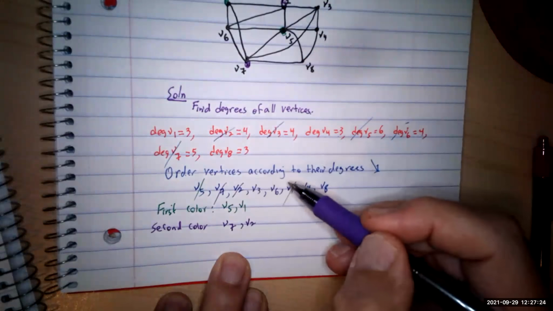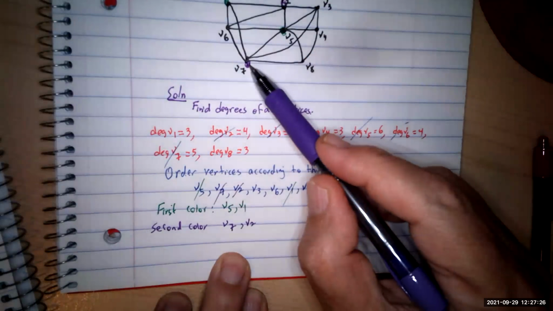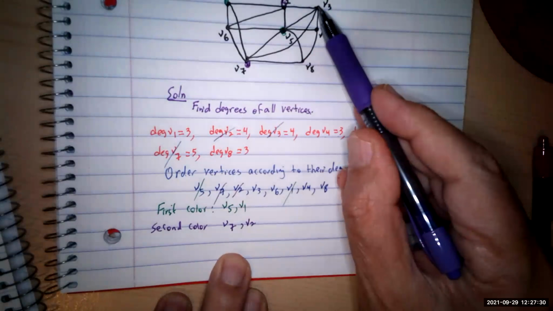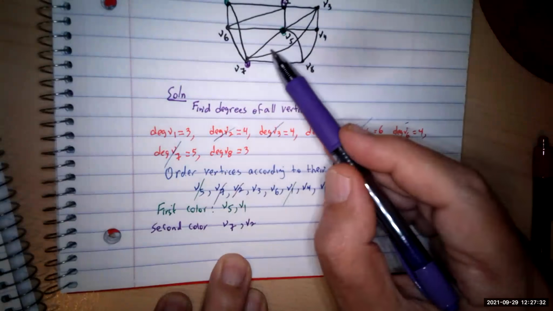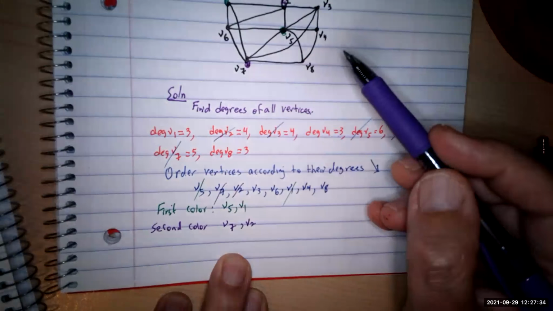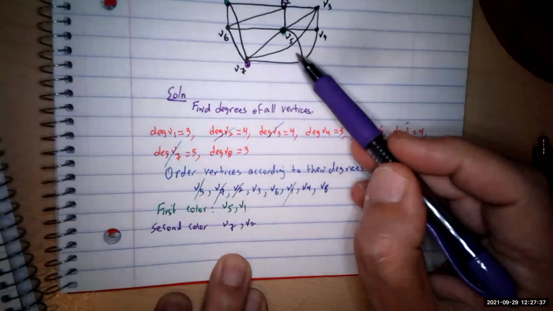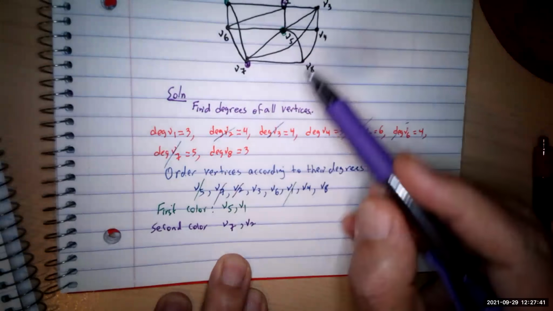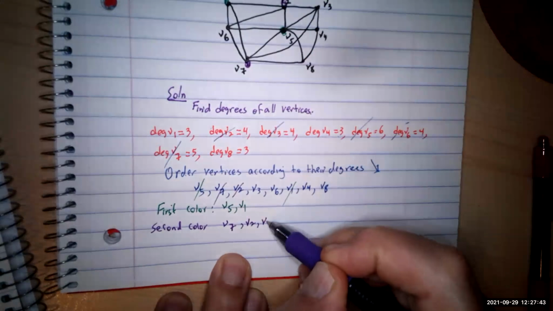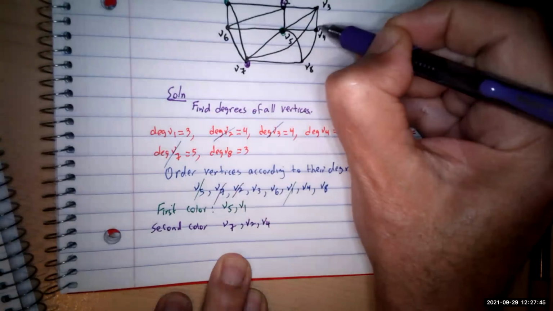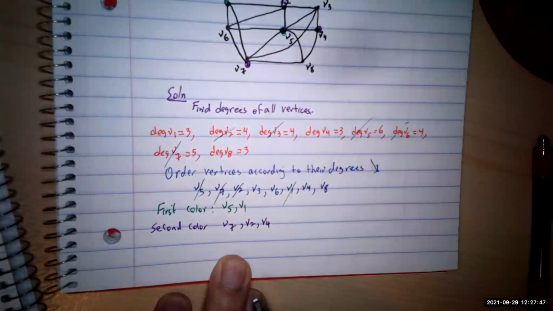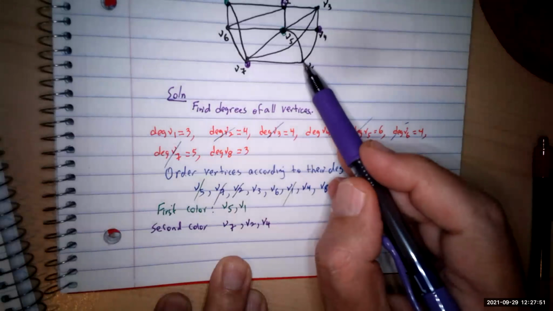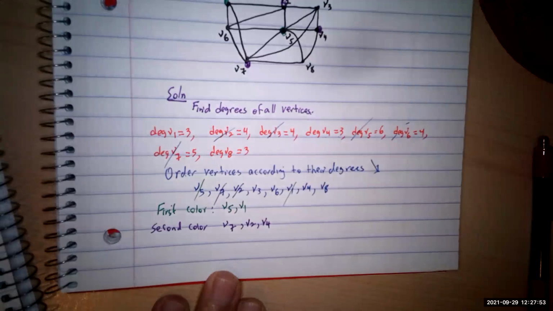Then we go on to V3. V7 and the V3, we cannot use it. We go to the V6, we cannot use it. Going to the V4, we can use the V4 here. And the V8, you cannot use the V8 because it's connected to the V7. Any question?